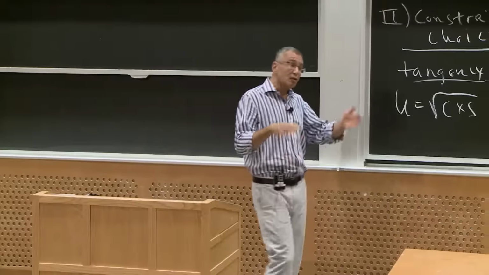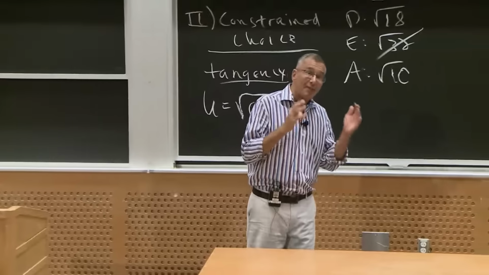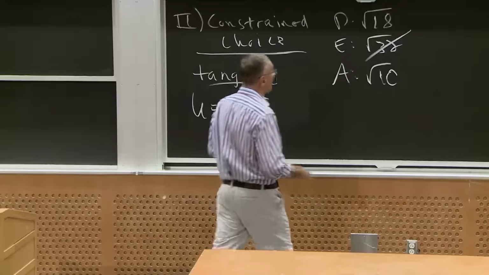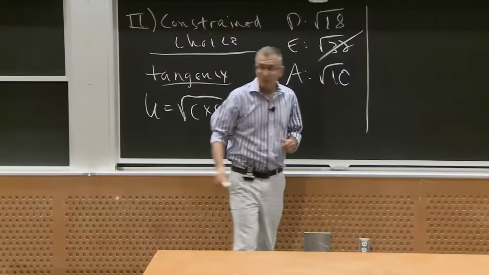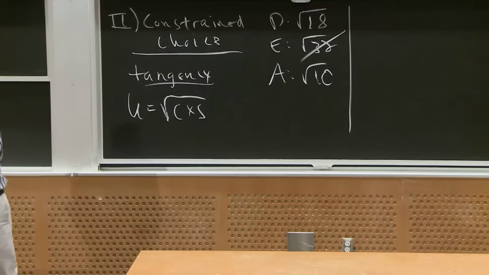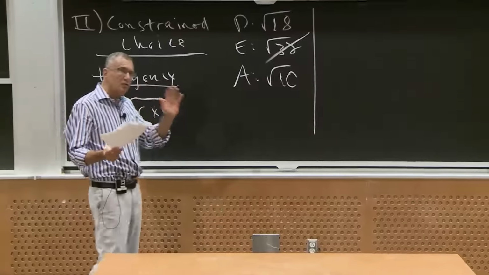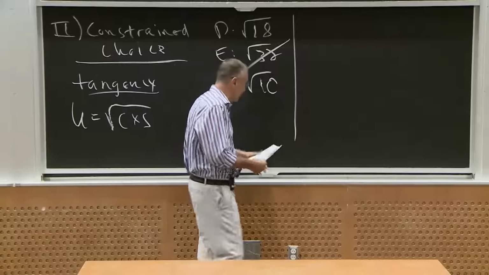Now, once again, I want you to understand this intuitively, graphically, and now mathematically. So let's do the math of constrained choice. Always a risk when I start writing math on the board. So if I make a mistake, please don't jump down my throat. Just kindly point it out to me.